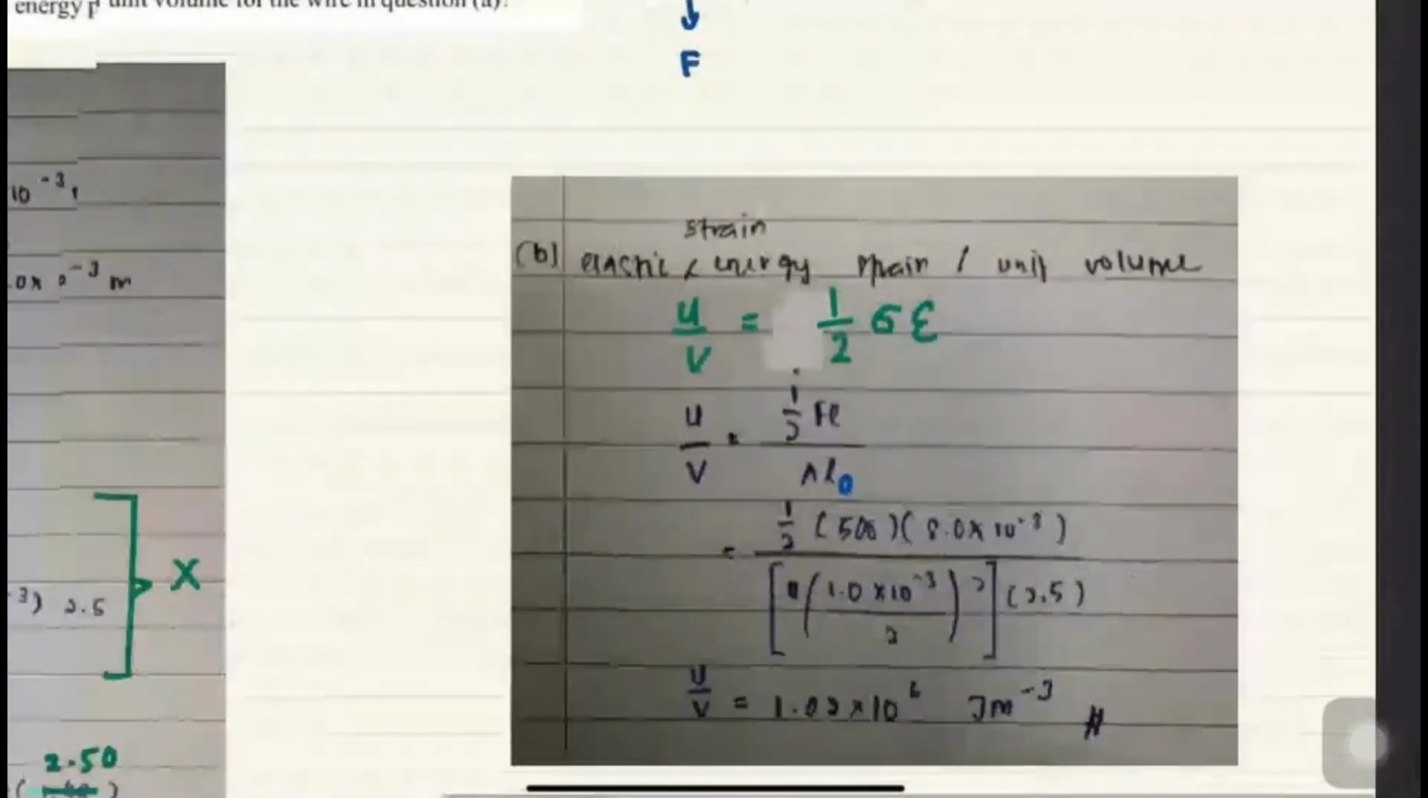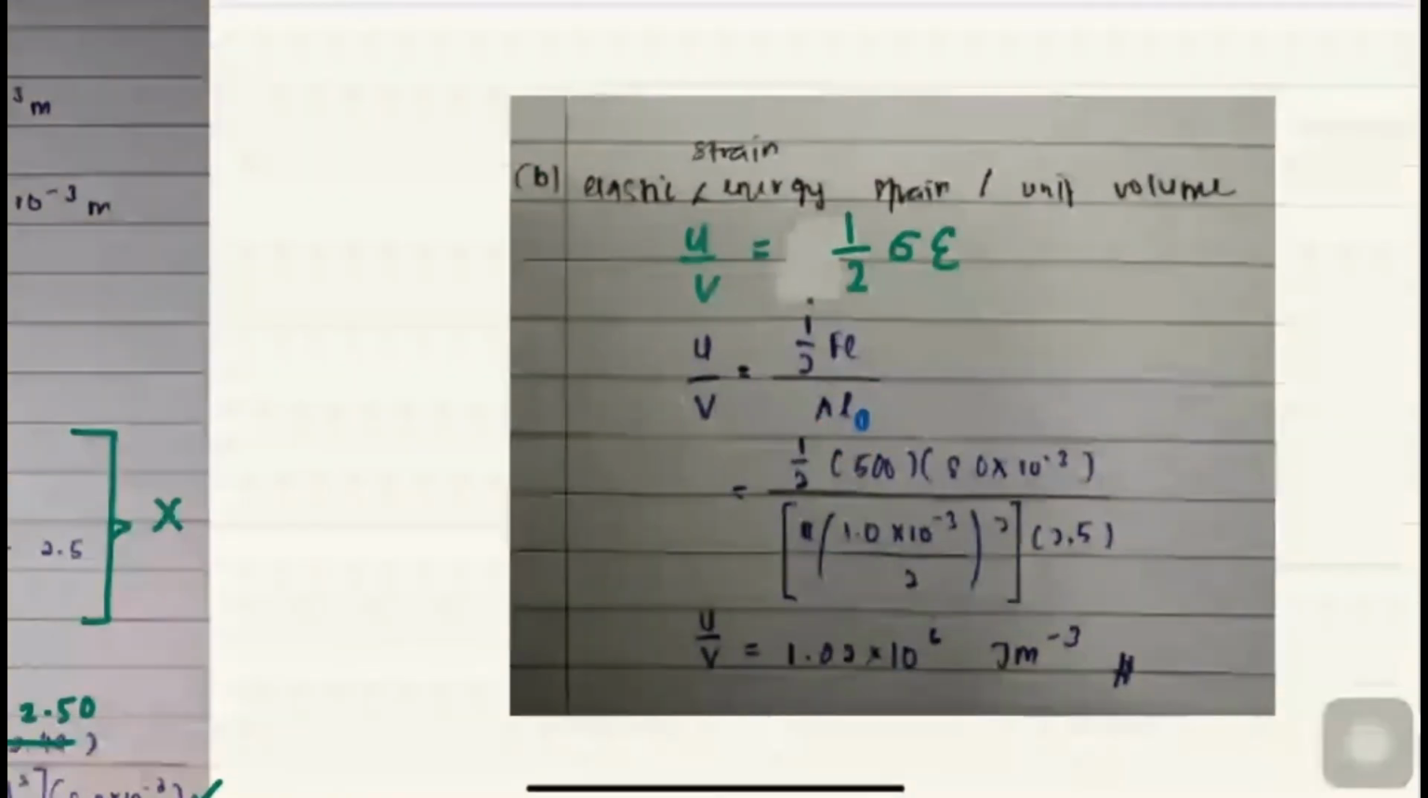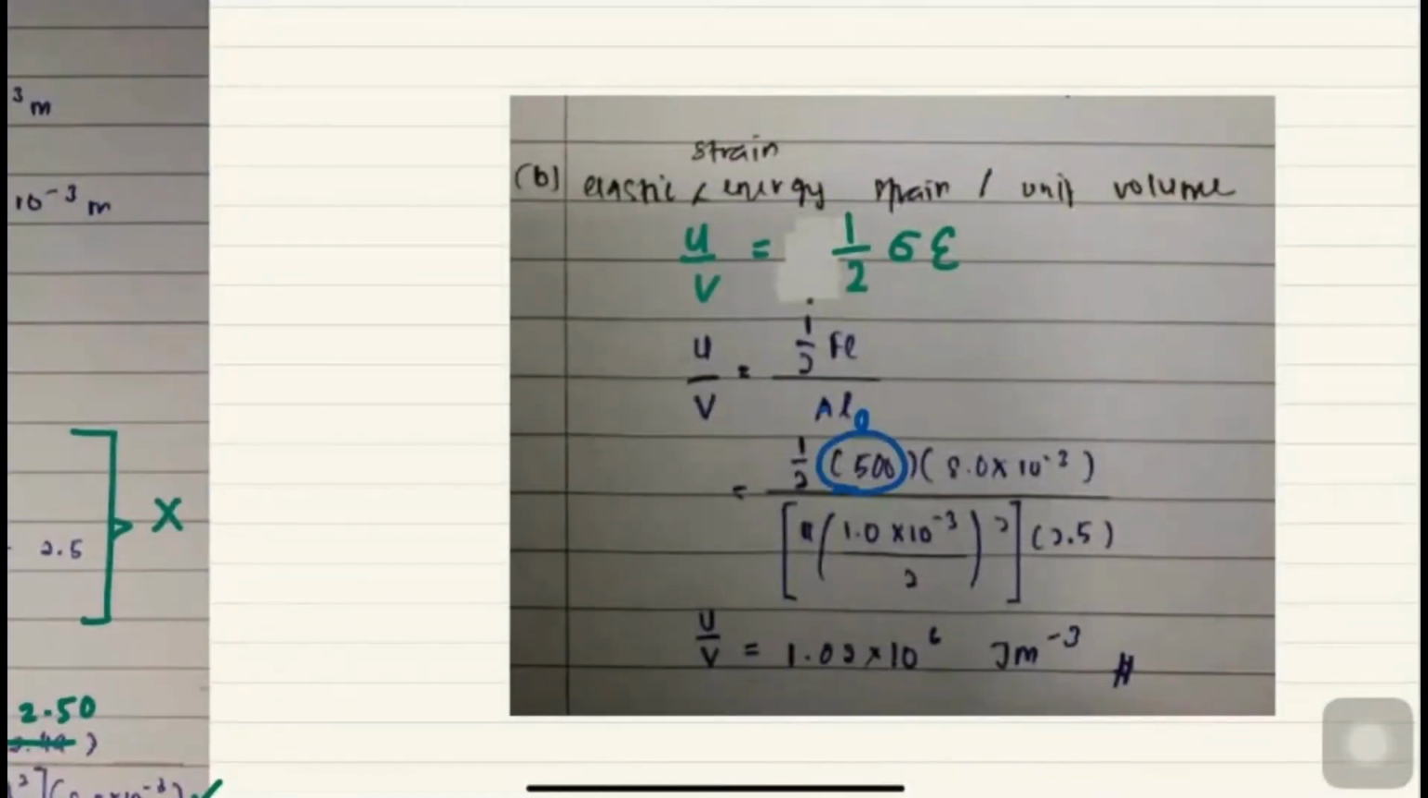Alright, very good. Okay, this one saya zoom in sikit. Okay, so apa yang kamu buat, dia basically substitute U dengan V lah. U is equals to half FE, yang V tu sama dengan AL0. Ni yang asal since A. And then just substitute all the values. F is 500, E extension is given. And then yang down here, basically they calculate the area, which is pi D over 2 square, then multiply with the original length, which is 2.5, and then they calculate, get this one.